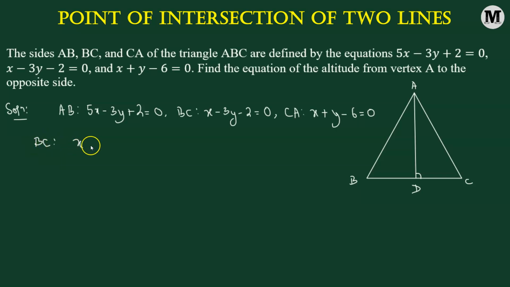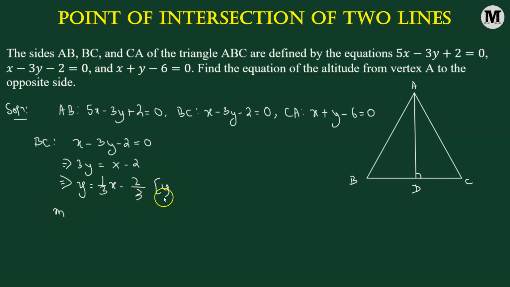Here for BC, we have x minus 3y minus 2 equals 0. Rearranging the terms, we get 3y equals x minus 2. Let's divide throughout by 3. So we get y equals 1/3 of x minus 2/3. Now clearly, what is the slope of this line? Comparing it to the slope-intercept form of a line, y equals mx plus c, the slope of the line BC is 1/3.